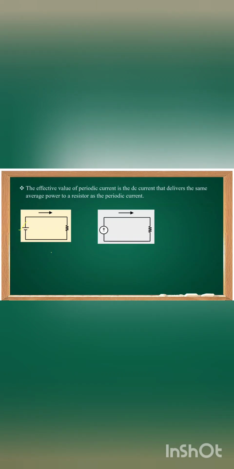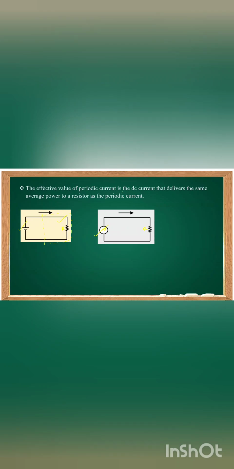This is the DC supply. This is the load. Now operate it for some time. You have to calculate how much power is dissipated. The same load is connected across the AC supply and operated for the same time, in such a way that the same power is dissipated. Then we can say that value is the RMS value.